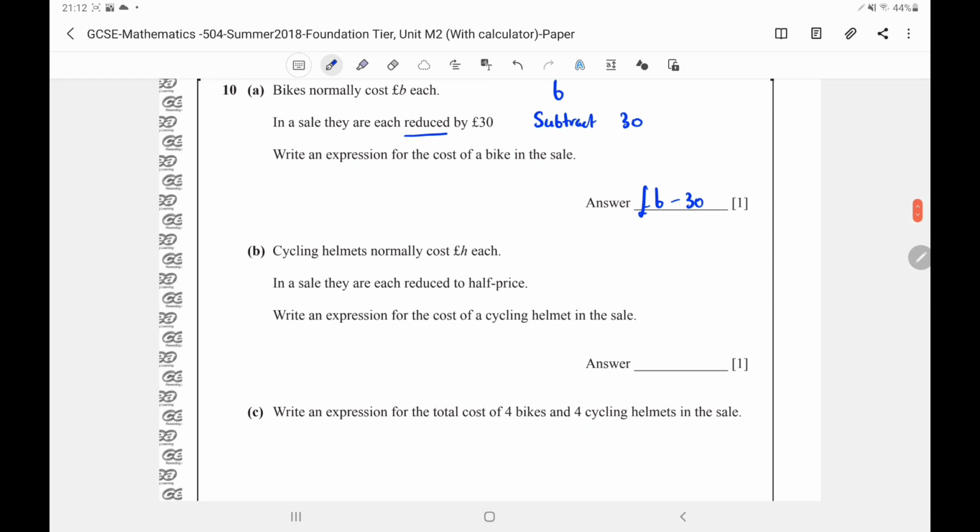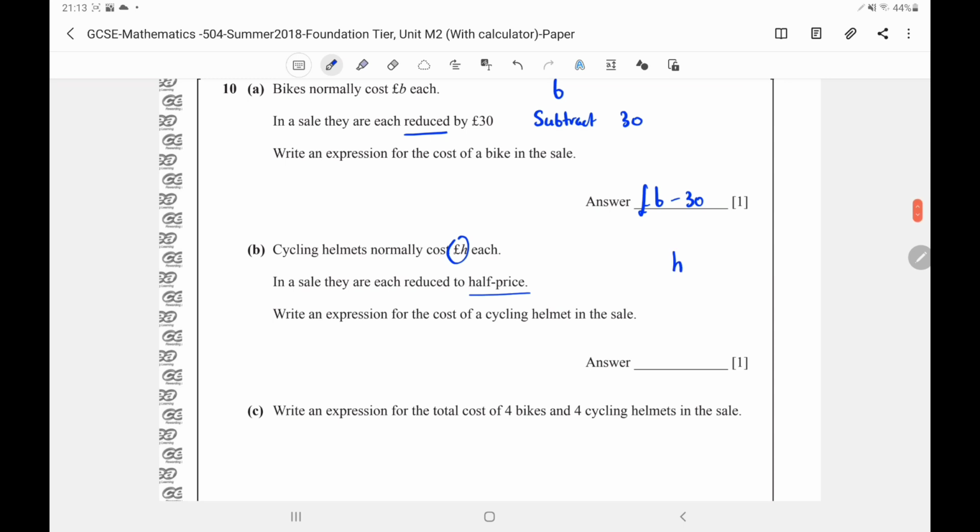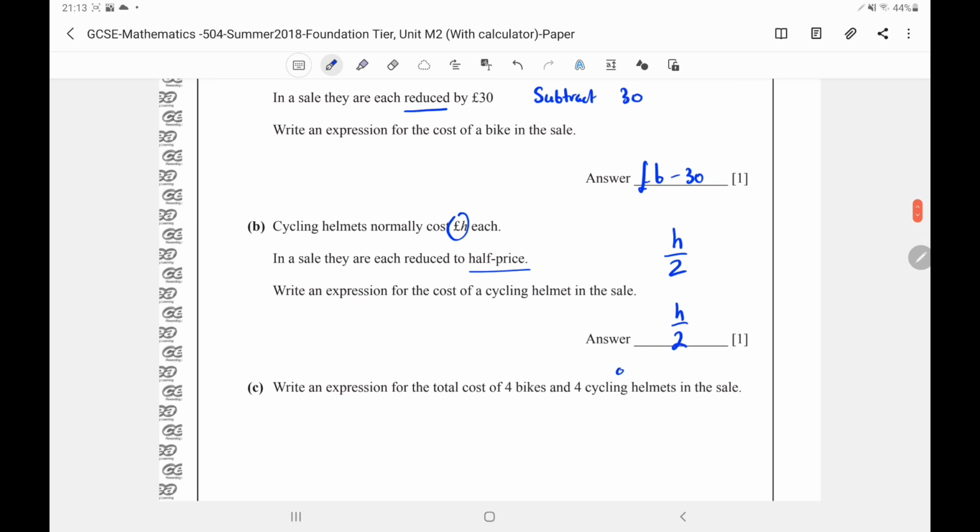Second part, helmets. Cycling helmets normally cost H pounds each. In the sale they are each reduced to half price. Write an expression for the cost of a cycling helmet in the sale. So if they started at H and then they're half price, it's just H over 2. Or you can write a half H, same thing.